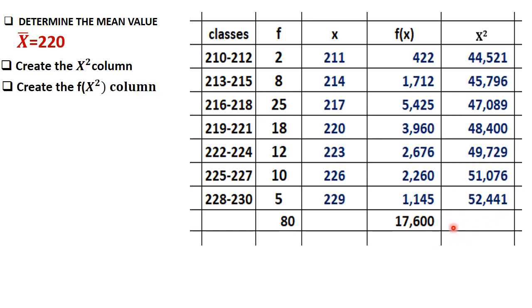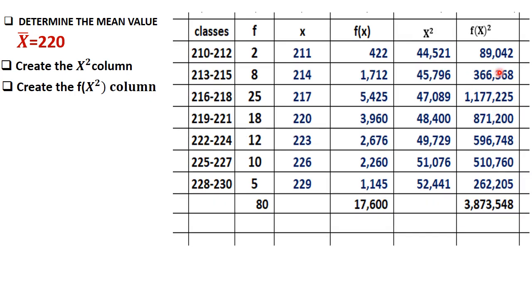But anyway, we go to the next column, f of x squared. That's the column that we need to have. So f of x squared, what is that supposed to be? It is the x squared times the respective f. Like 2 times 44,521, which is that number there. 8 times 45,796, which is 366,368. Say 18 times 48,400, which is 871,200. We have 10 times 51,076, which is 510,760. 5 times 52,441, which is 262,205. Big numbers indeed.